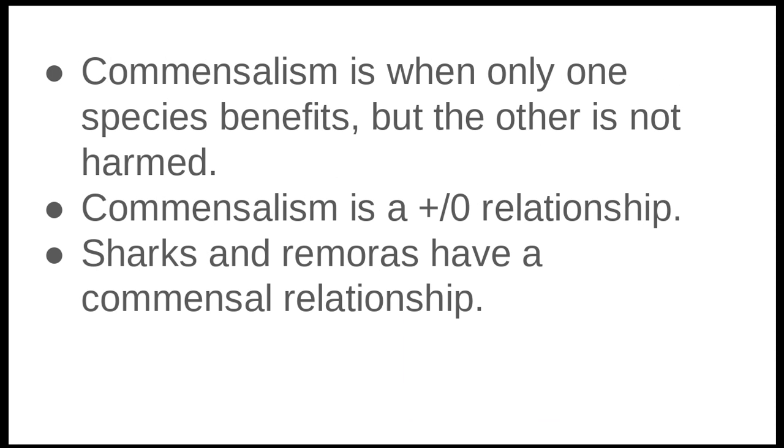The final type of relationship is called commensalism. This is where one species benefits, the other one is unaffected. It's not harmed by the interaction. It's not helped by the interaction. We consider this a +0 relationship.